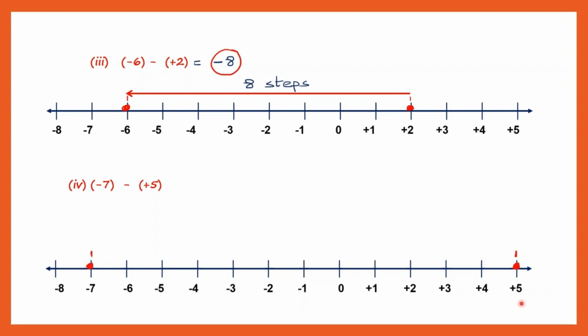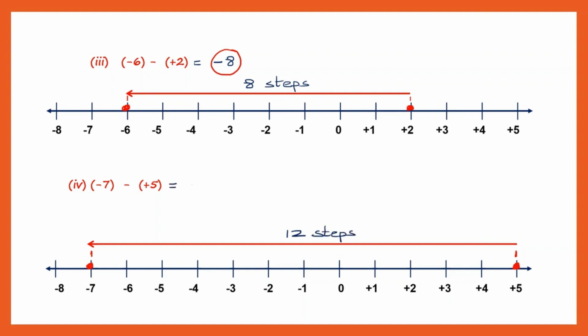Now from the second integer, how many steps do we need to take to move towards the first integer? Let's count. 1, 2, 3, 4, 5, 6, 7, 8, 9, 10, 11, 12 steps. And we are moving to the left. Let's draw that line. So we've drawn that line and we have moved 12 steps. This time we have moved to the left. So when you move to the left, your answer will have a minus sign. So that is minus 12. So we've got our answer to this. The answer is minus 12.